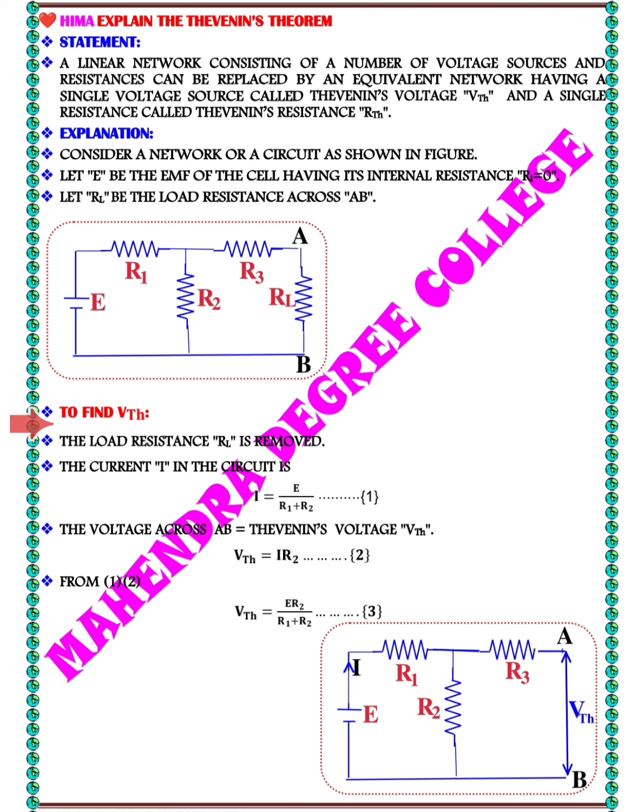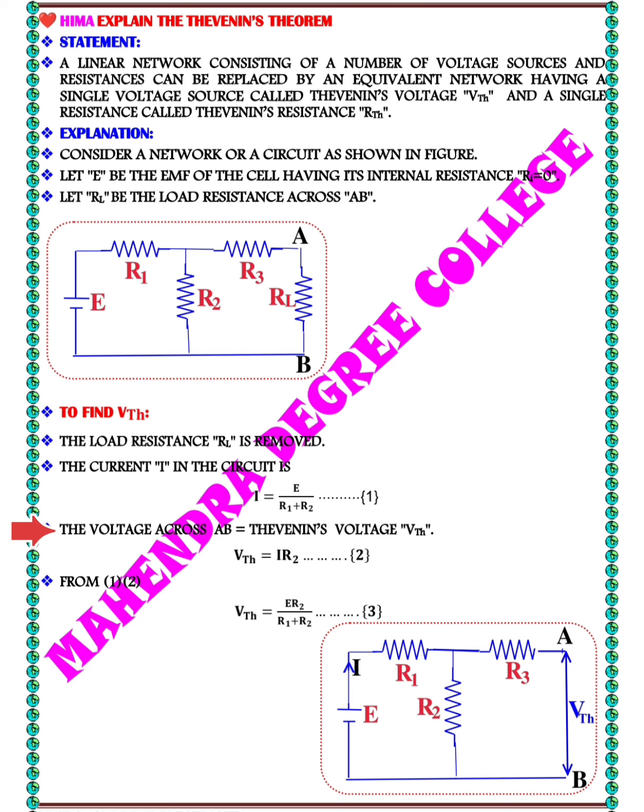The current I in the circuit is calculated using the formula I equals E by R1 plus R2. This is equation number 1, where E is the voltage source. R1 and R2 are the resistances in the circuit.